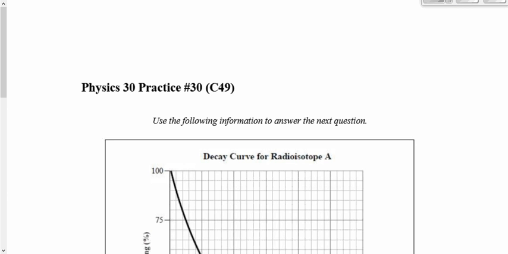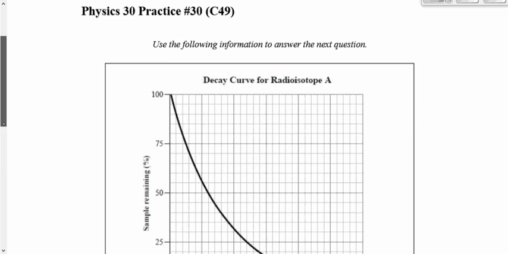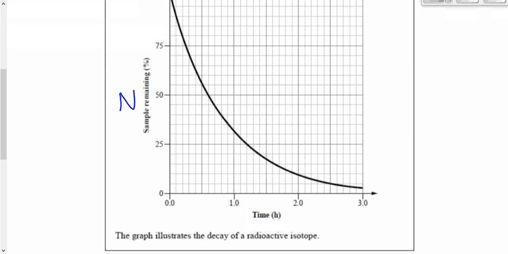Now let's take a look at practice question set number 30. I told you guys yesterday that you can expect on your unit test coming up next Tuesday to have a radioactive decay curve on the first page. It's question number 1. And that decay curve is going to look something like this. We don't know what it's going to say on the y-axis, whether it's percent, grams, kilograms, or just a number, it doesn't matter. It's going to be n, the amount remaining on the y-axis, and time on the x-axis, and the shape of it is going to look like this.